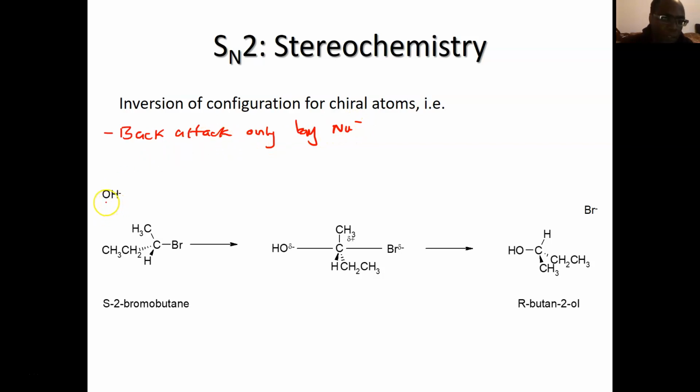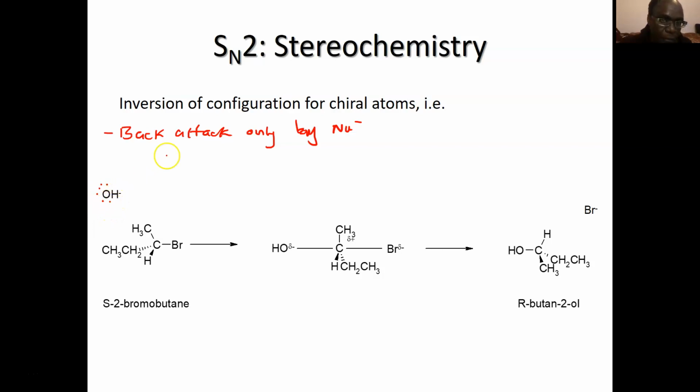So if someone pushes you from the back, you're going to respond in an opposite way. Like the saying goes, action and reaction are equal but opposite in direction. So you will expect that if there is a push from behind, then the groups that are on the left will be switched to the right, and that's a sign of inversion. So here is your nucleophile.